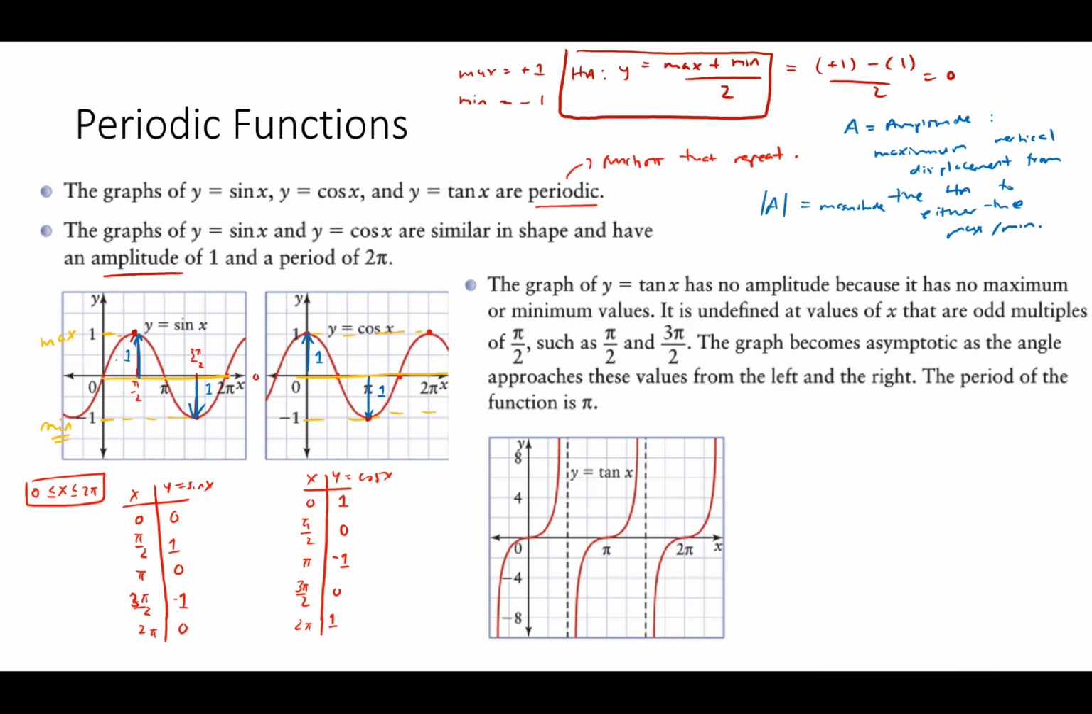So the amplitude can also be calculated with a formula. The amplitude is equal to the maximum minus the minimum, divided by 2. I will show you guys a summary of all of these formulas later on.